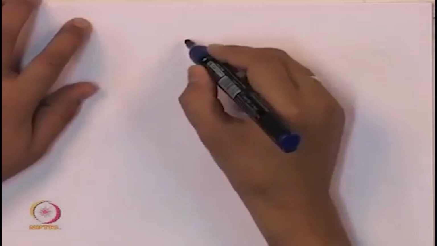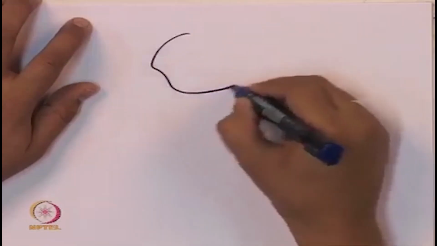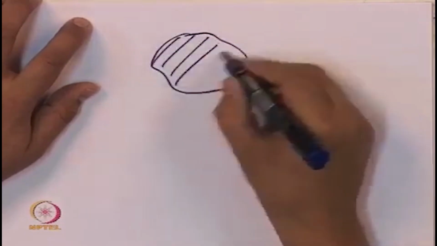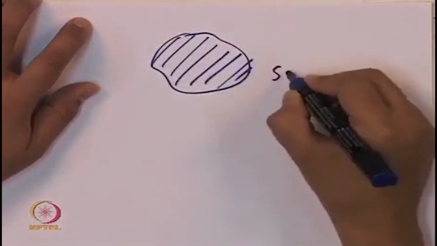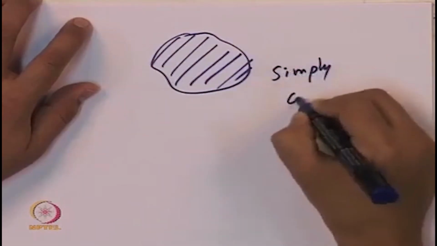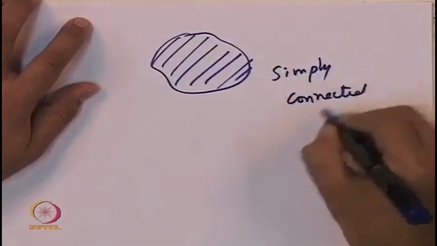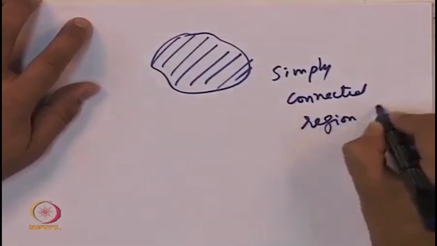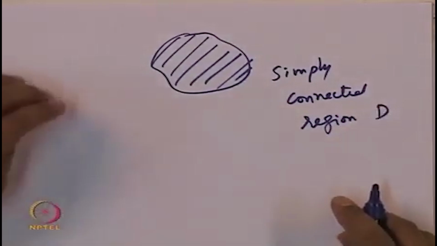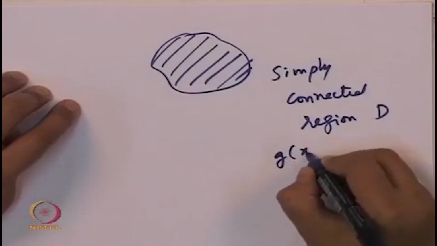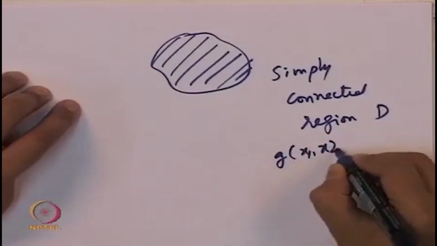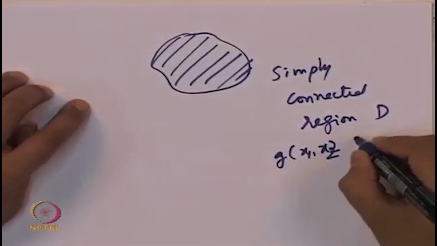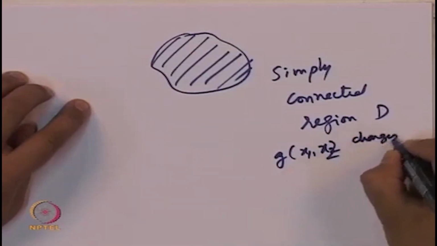What the Bendixson criteria does not say is that, suppose this is the region D, it is simply connected, and suppose G of the previous slide changes sign.